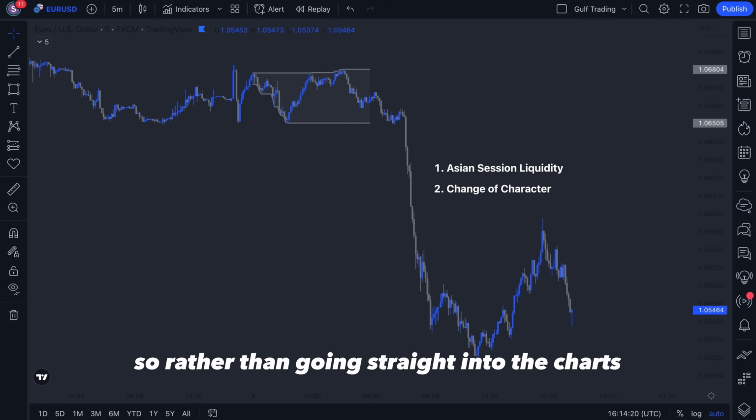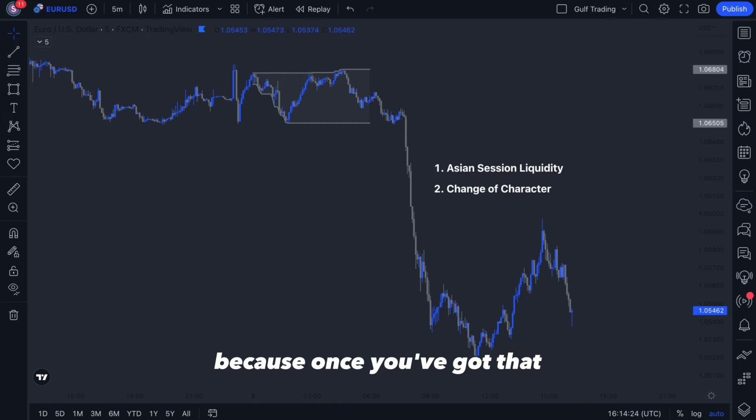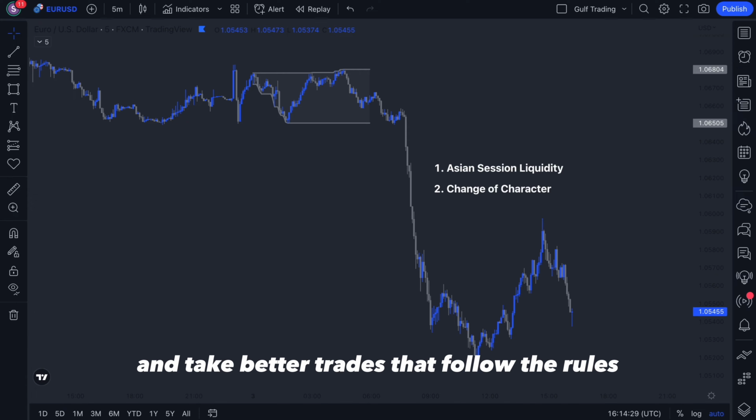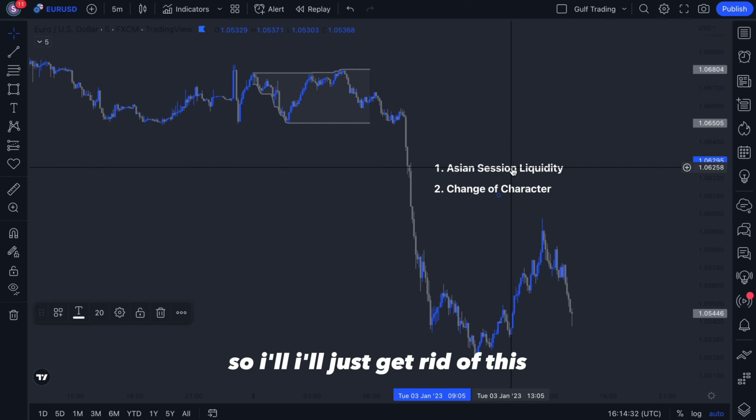So rather than going straight into the charts, I'm going to talk a bit about the theory behind this and the setups that we're going to be looking for, because once you've got that and a greater understanding of the strategy, you'll be able to spot it more and take better trades that follow the rules. So I'll just get rid of this and we'll go back a bit.